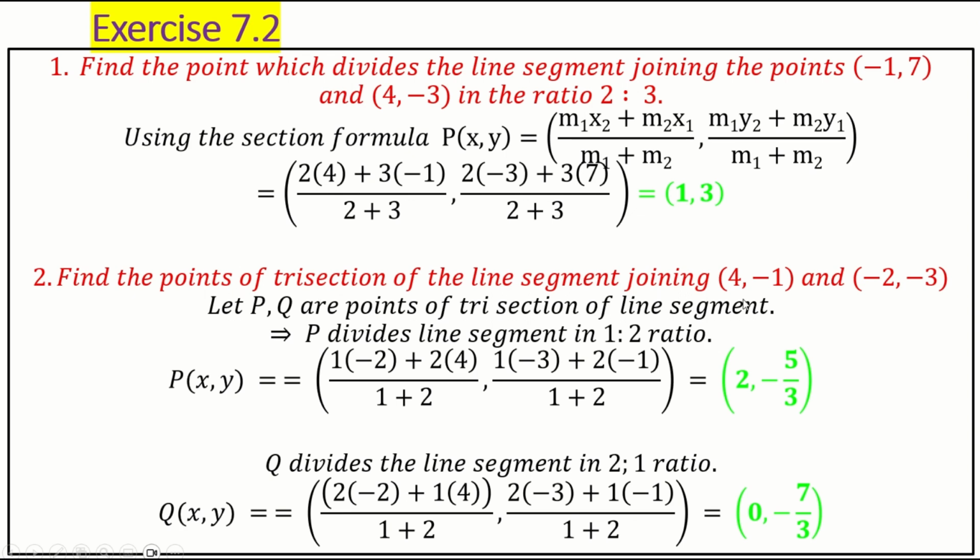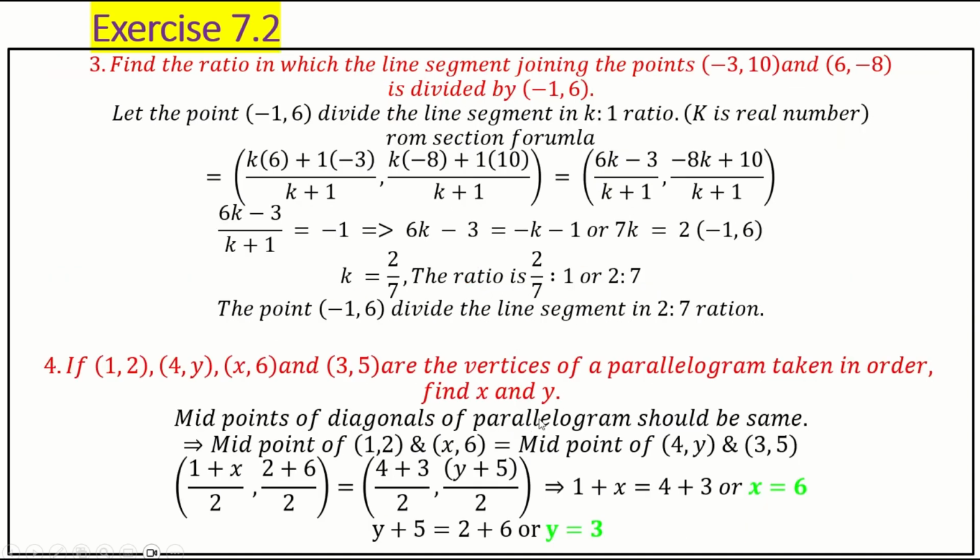Similarly, for the trisection points of the line joining two given points, you will first find the point P which will divide the line in 1:2 ratio, and you will find the point Q which will divide the line in 2:1 ratio. Okay, so these are the points. Okay, next. Find the ratio in which the line segment joining these 2 points is divided by this.